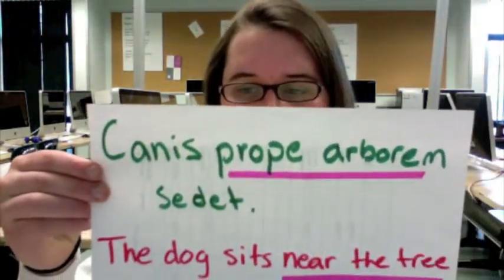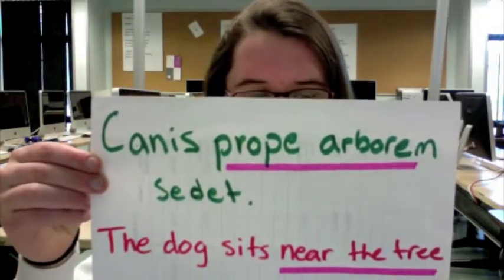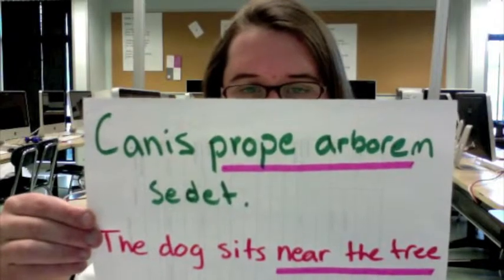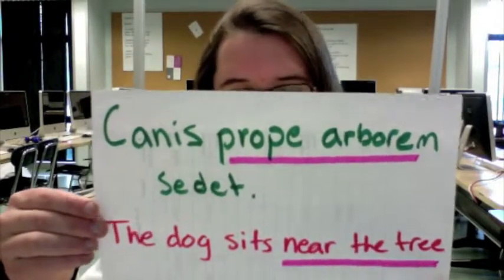The next example is "canis prope arborem sedet." The dog sits near the tree. Notice that prope is not in the ablative cheer, so it takes an accusative direct object, arborem.